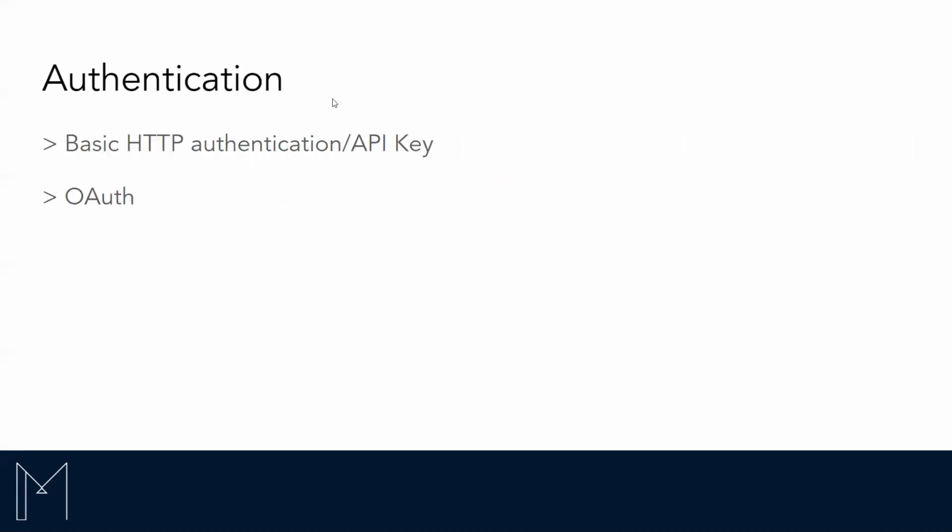Now for authentication. A lot of the APIs that you will use require authentication because they limit the usage, or some of them cost money for usage. Say for example, Google Translate. Google Translate I think costs around $20 for 1 million characters, so it needs an API key to keep track of that. Some of the most common authentications are basic HTTP authentication, API key, and OAuth.